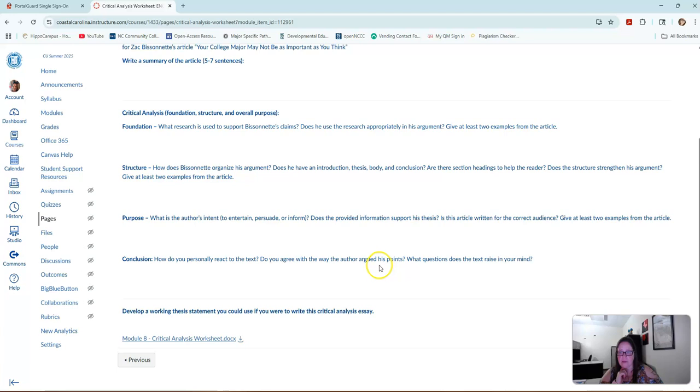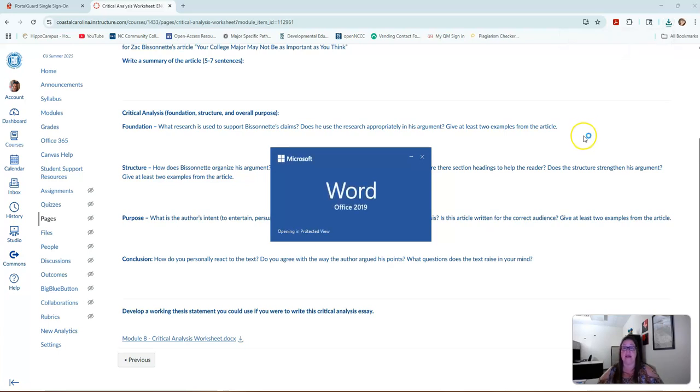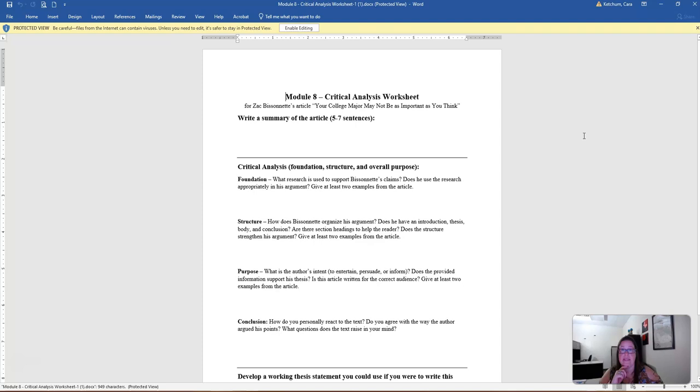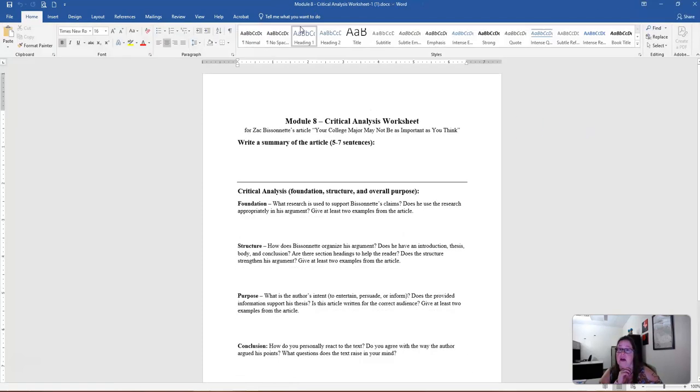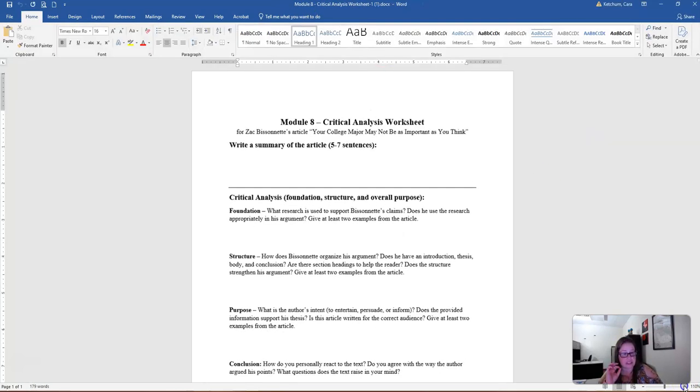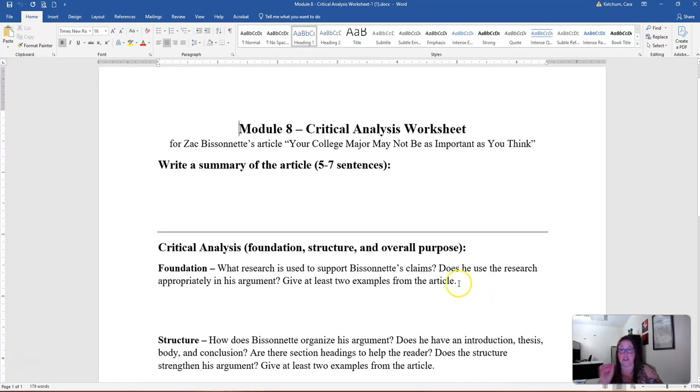Okay, I'm going to go ahead and download it and bring it up because you are going to need this worksheet. You're going to need to download it, and you're going to need to type directly into this worksheet to complete this activity. Okay, so this is not, oh, you can use this worksheet if you want, or you need to use this worksheet. Okay, so this worksheet is in specific sections.